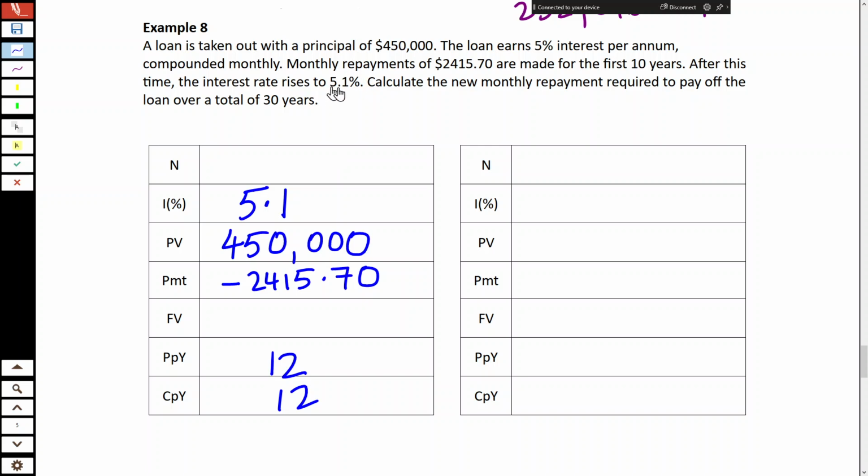Wait, I thought in the first column the interest rate is 5, not 5.1. Thank you. Yep. Thanks, Brian. Yeah, it goes up to 5.1. So in the second part, it's 5.1.